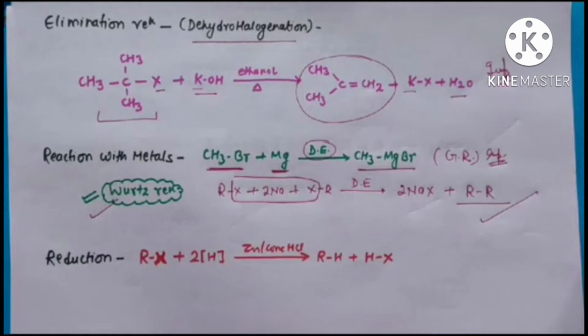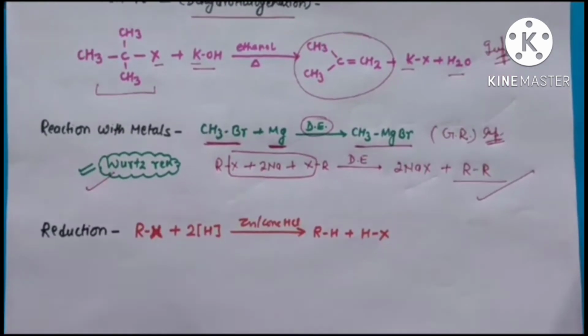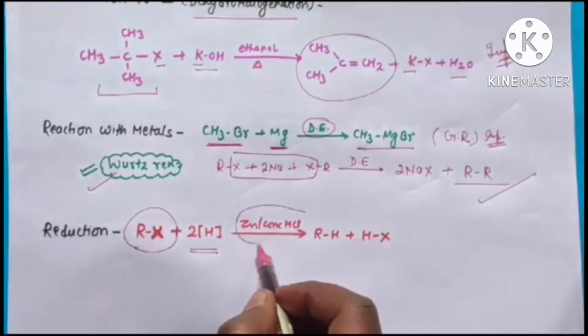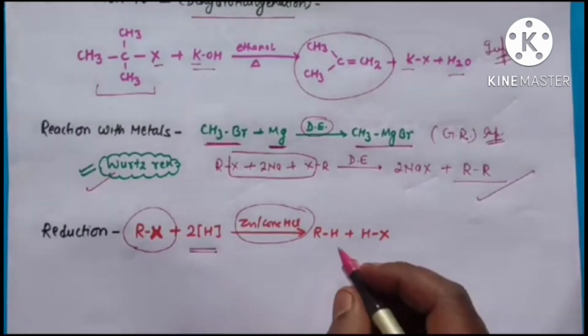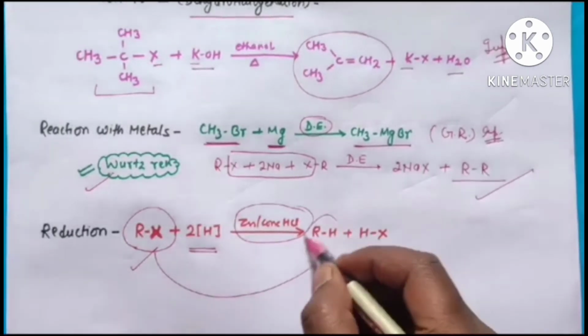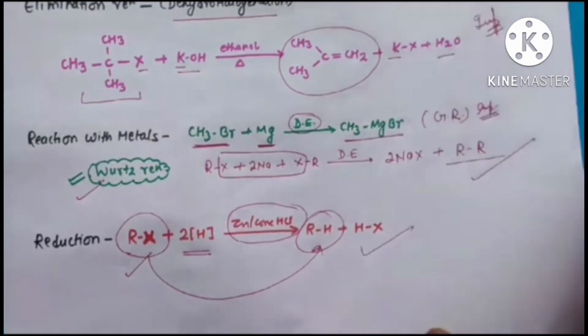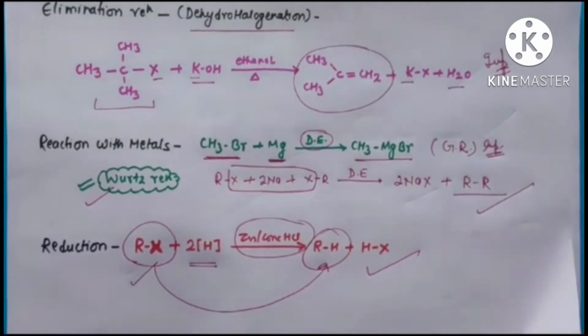Okay students. Now the next method is reduction. If a haloalkane reacts with 2 nascent hydrogen, which comes from zinc and concentrated HCl, then the haloalkane will convert into an alkane, and the remaining HX will come out. So this reaction is known as a reduction reaction. Okay students, I think this is also very clear to you.